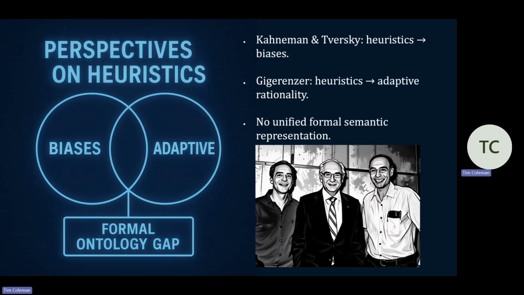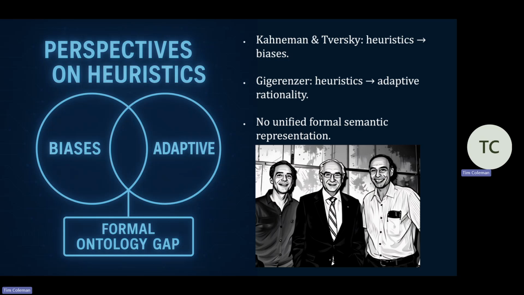The first is the work of Kahneman and Tversky, who introduced the heuristics and biases framework in the 70s. From their point of view, heuristics are essentially shortcuts that often lead to systematic errors in judgment. Think of anchoring, where people rely too heavily on the first piece of information they see, or availability, where recent or vivid examples distort our sense of probability. Their experiments show that when we lean on heuristics, we deviate in predictable ways from what's called normative rationality. So in this view, heuristics are mostly a liability. They explain why we get things wrong.